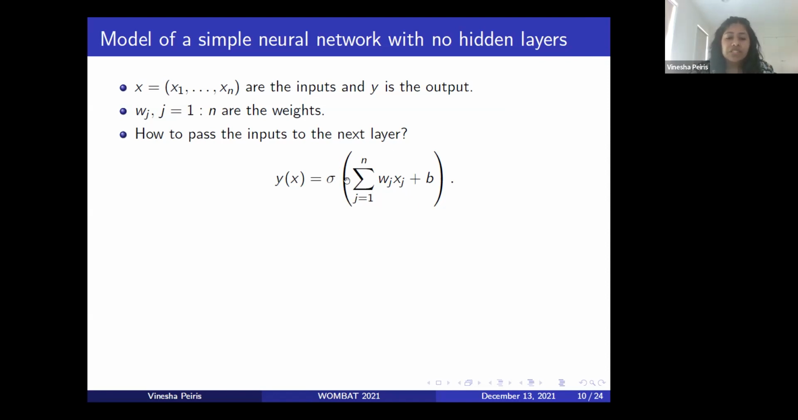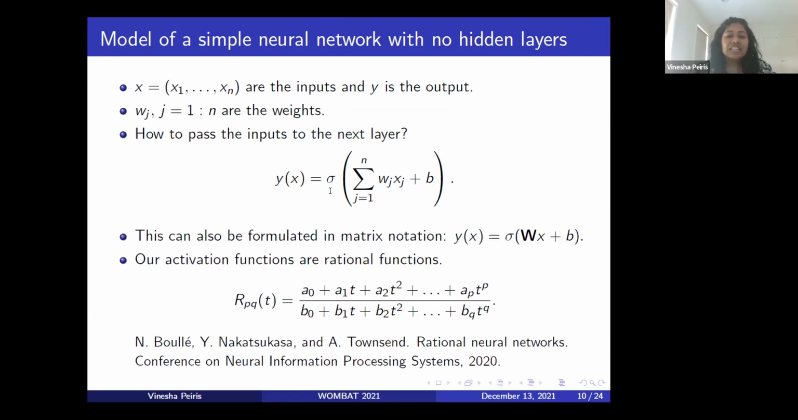As for the activation function, there is a huge list of activation functions. There's no universal theory to tell you which activation function you should use. So this is basically trial and error. Now, this can also be formulated in matrix notation, so I will be using this notation in my upcoming slides. And my activation functions are going to be rational functions.